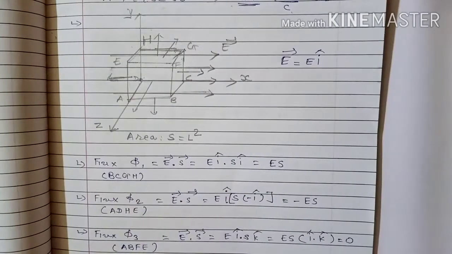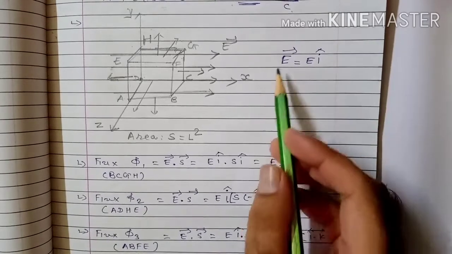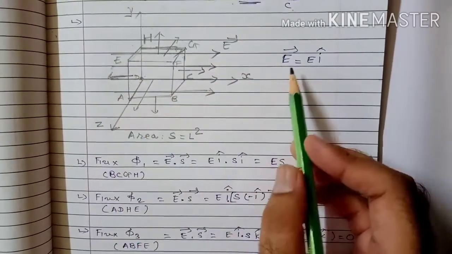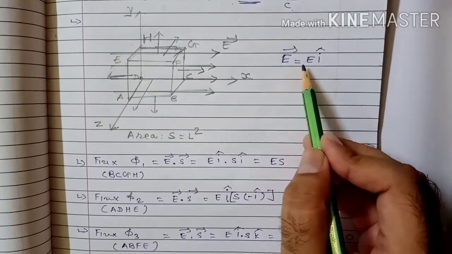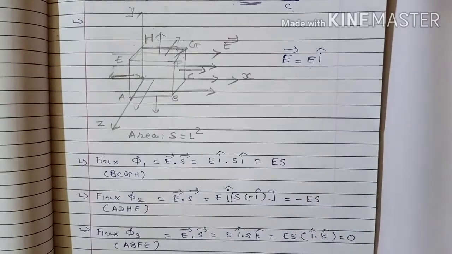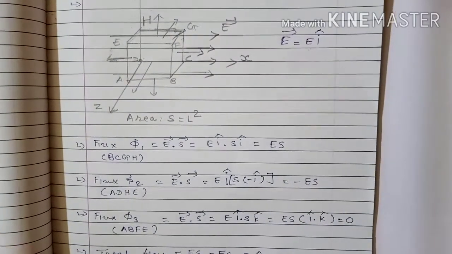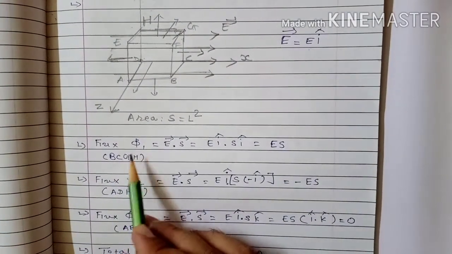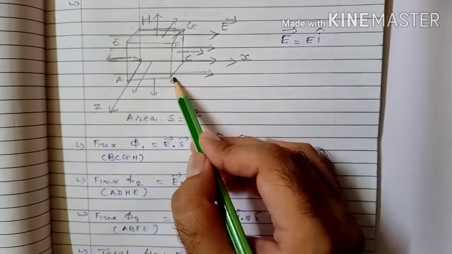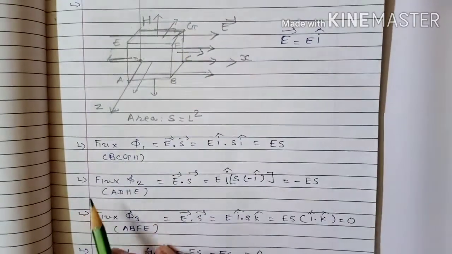So in total, how many faces are there? Six faces. For these six faces, the direction of the area vector will be different. The electric field I have taken in the X direction. So the electric field can be represented as E vector is equal to the magnitude of electric field into direction, E into i cap.